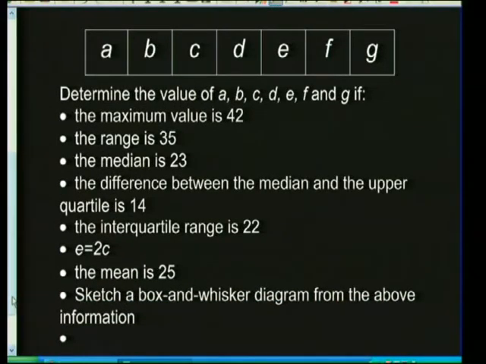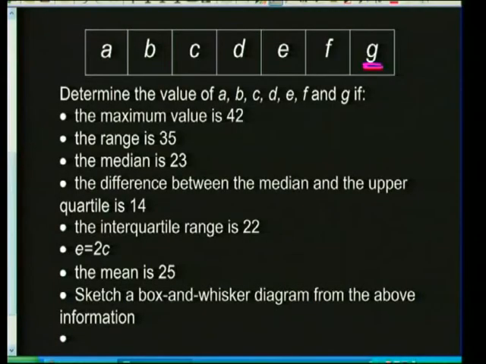Okay, so the first thing they've told us is that the maximum value of our number set is 42. Now, if this set of data has been given to us in increasing order, I hope it would make sense to you guys that your last number, your G, is going to be the biggest number in your data set. So first things first, I can see that G is actually going to be 42. Okay, so in fact, let's fill it in over here.